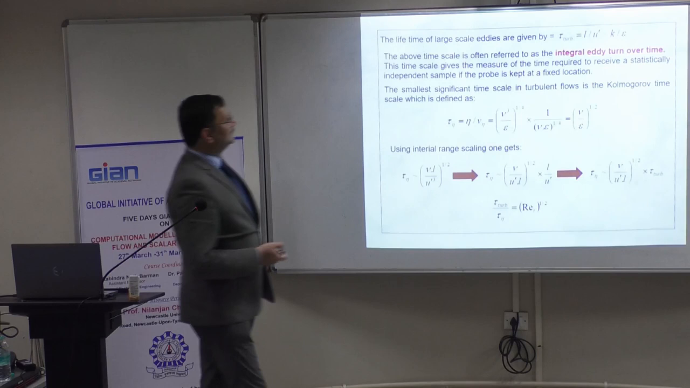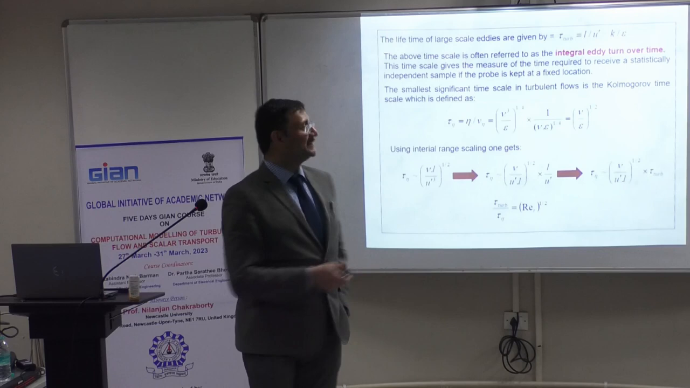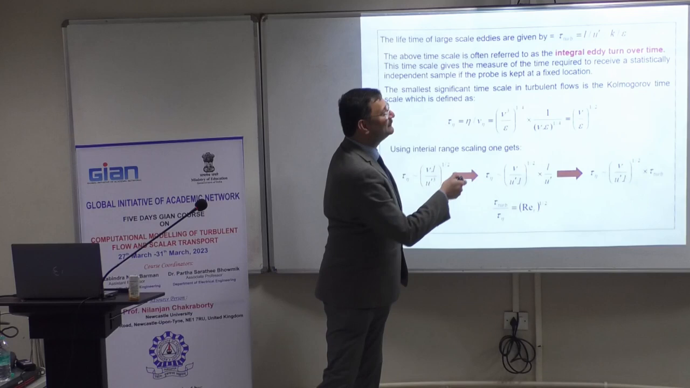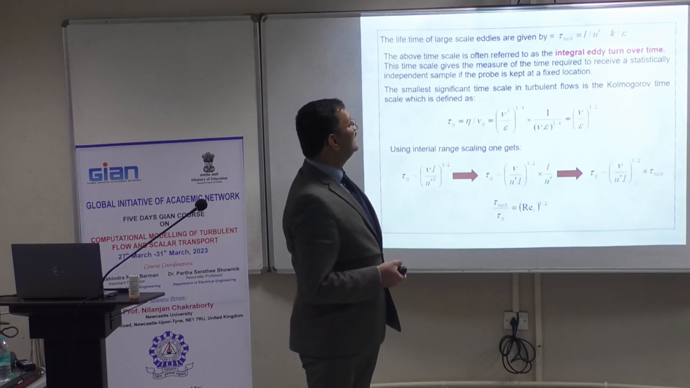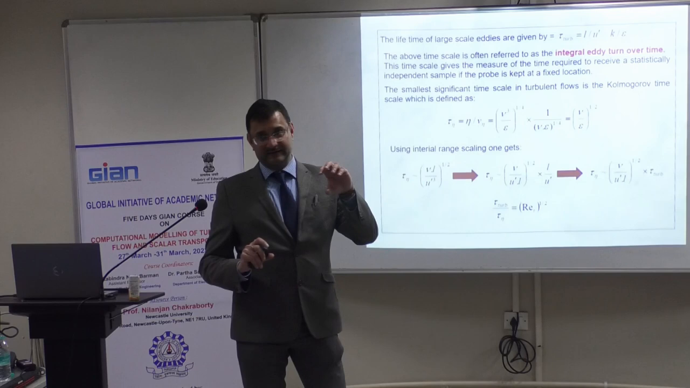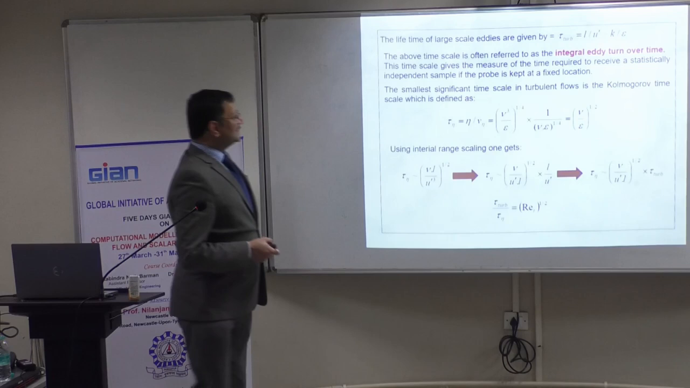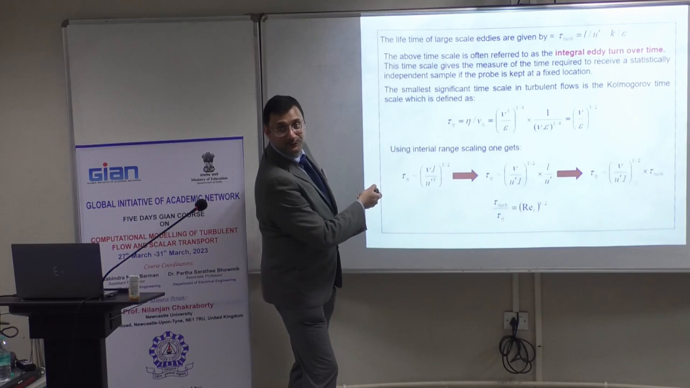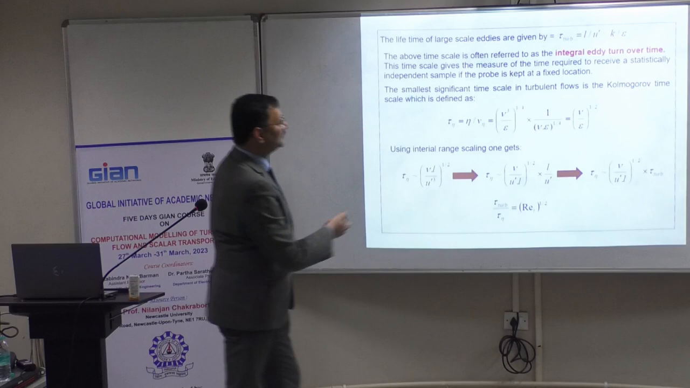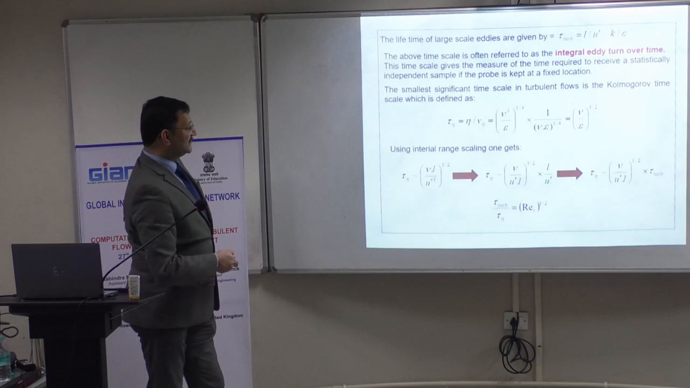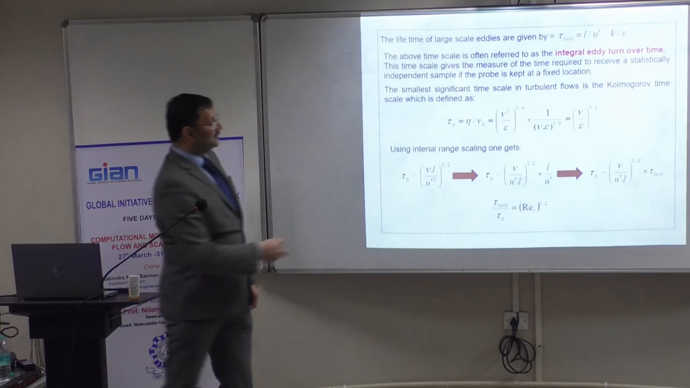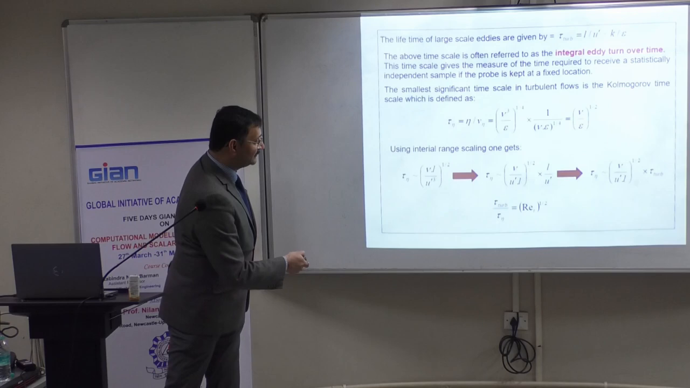The lifetime of large scale eddies is given by this. L is the integral length scale, u prime is the RMS velocity fluctuation. This is often referred to as the eddy turnover time, because that's typically the lifetime of the eddy. After that, it breaks down into smaller ones. The lifetime of the smallest eddy is given by the Kolmogorov length scale divided by its velocity scale. If I use the relations that I got earlier, one gets this. Once again, if I use epsilon as u prime cubed over L, it gives me this relation, and that gives me the separation between the large scale turbulent time scale and the small scale turbulent time scale. That is also a function of the turbulent Reynolds number.